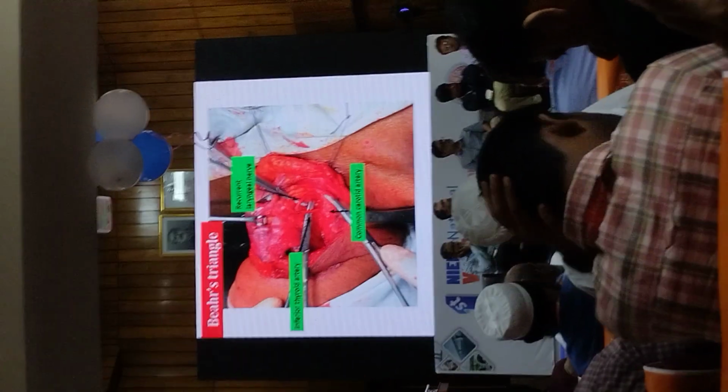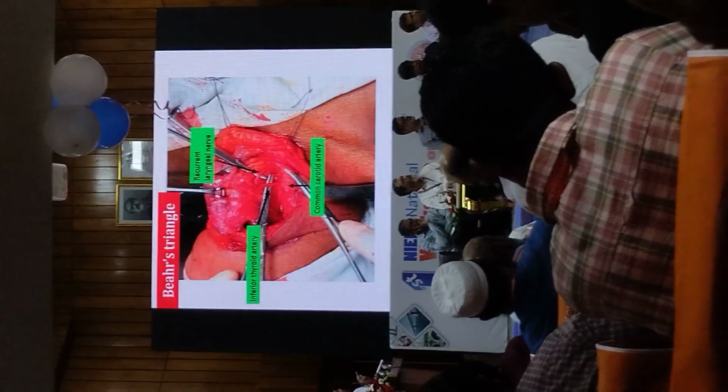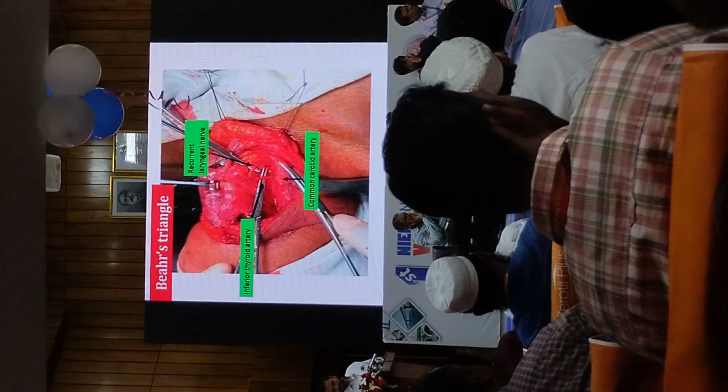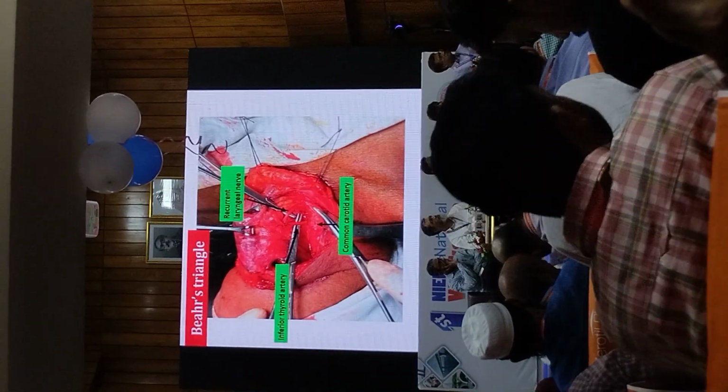So it is an operative patient. Here you see it is a Beahrs triangle, right? This is our inferior artery and recurrent nerve and common carotid. So this triangle is a Beahrs triangle.